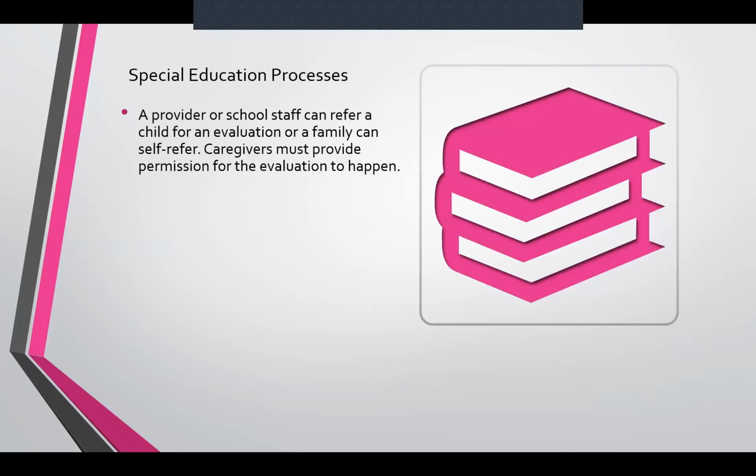So same kind of thing, a provider or school staff can refer a child for evaluation, or a family can self-refer. I forgot to mention this before, but if someone else besides the family refers, the parents or other caregivers must provide permission in order for that evaluation to happen. So it's something where a parent is signing, giving their permission for their child to be evaluated.